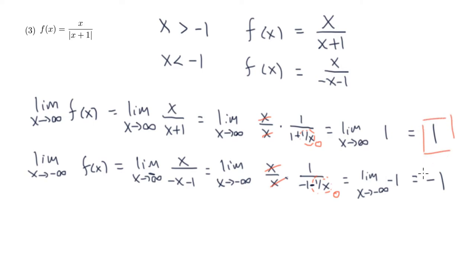So here's my end behavior of my function. And notice that this tells us we have two horizontal asymptotes. y equals 1 and y equals negative 1 are horizontal asymptotes.